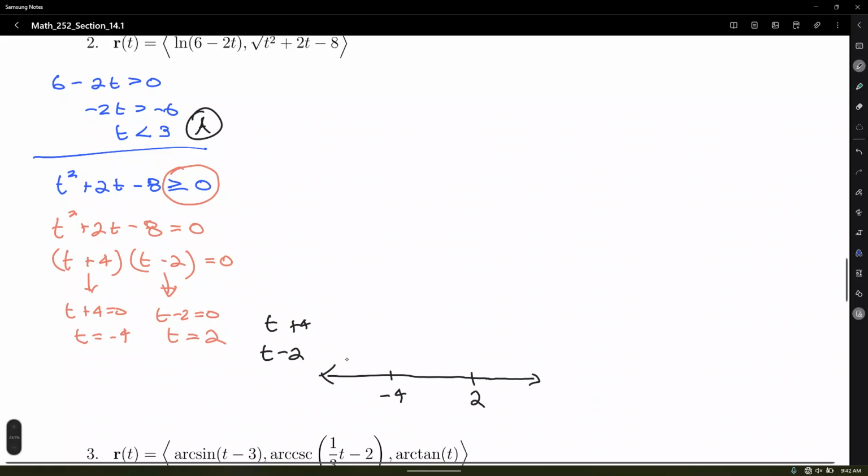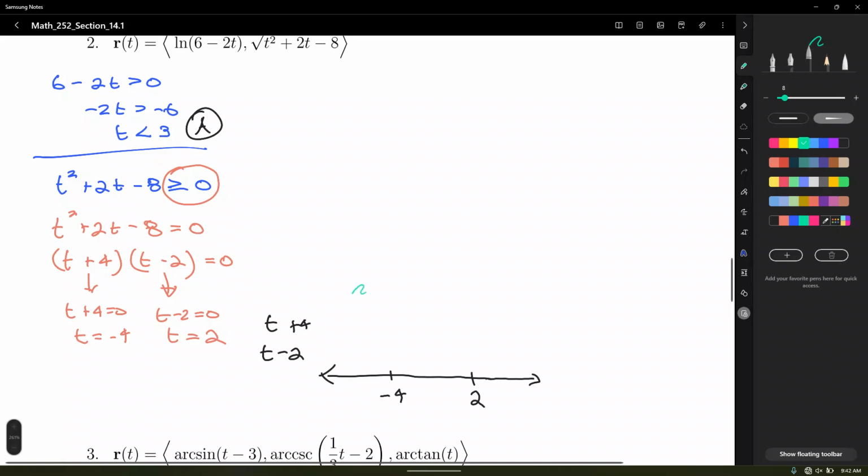Okay, what is a good number between negative infinity and negative 4? Not negative 4. Negative 5. Okay, so that's our test value, negative 5. What is a good test value between negative 4 and 2? 0. Okay. What about between 2 and infinity? 3. You could do 7 million or whatever, but it's going to work. Keep it simple.